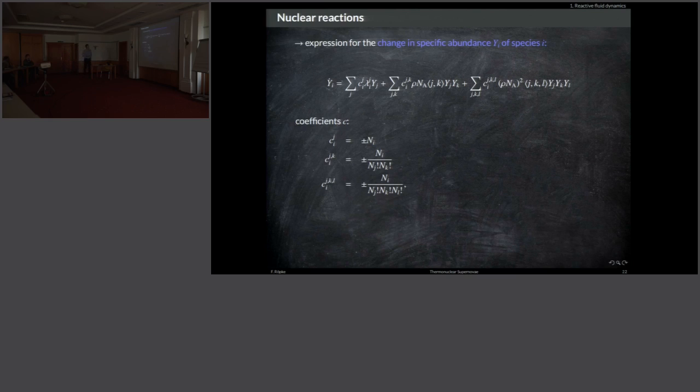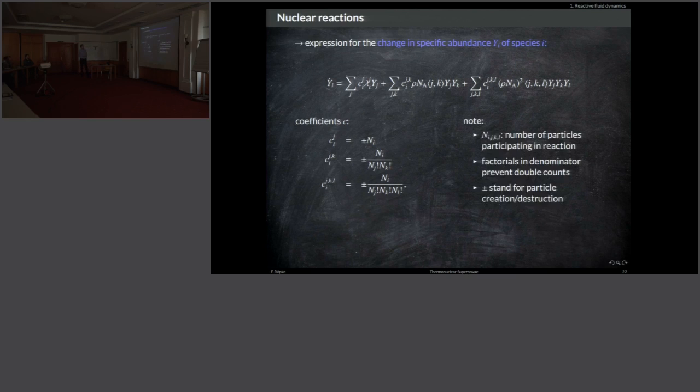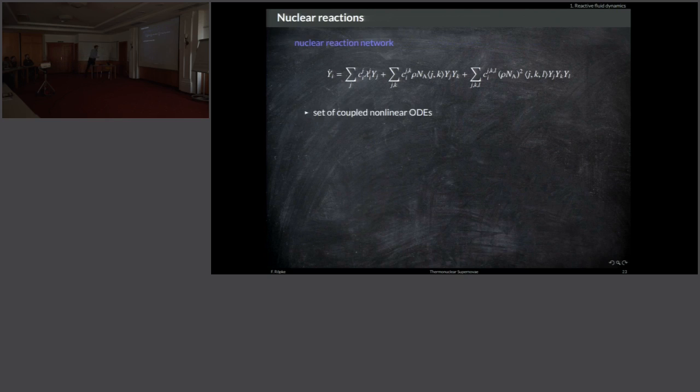The terms here on the right-hand side have additional coefficients. Just for completeness, they count the number of particles that participate in the reaction, and the factorials that we have in the denominators prevent double counts, and plus or minus stand for production or depletion or destruction of the species in the reactions. Okay, so this is our nuclear reaction network. It's a set of coupled nonlinear ordinary differential equations.